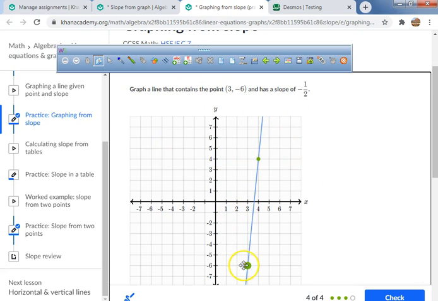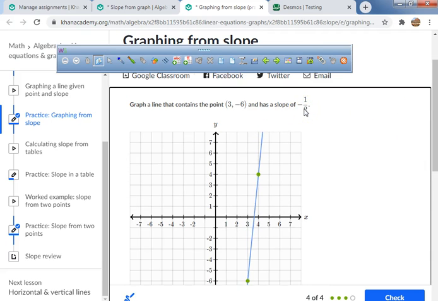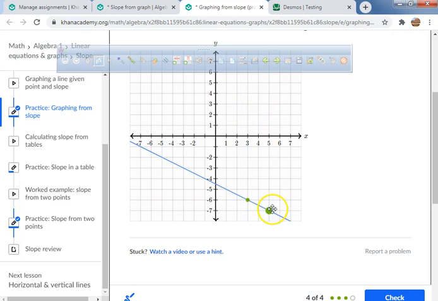So watch, I'm going to go (3, -6). But what's my slope? What does it say? Negative 1/2. What does that mean? It means I go down 1 and over 2. Down 1 and over 2. Here we go. Down 1 and over 2. Well, let's say there wasn't room. If there wasn't room, I could do this. Look, I could put it on the other side. It's still what? Down 1 and over 2.